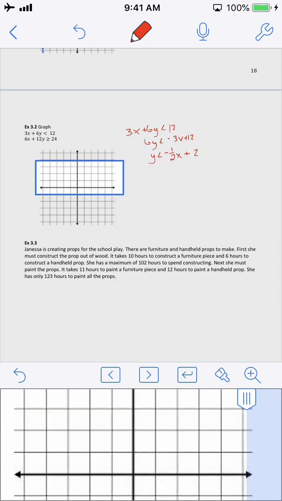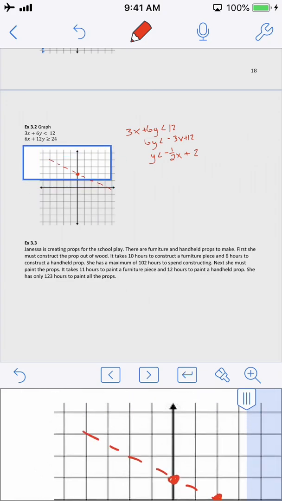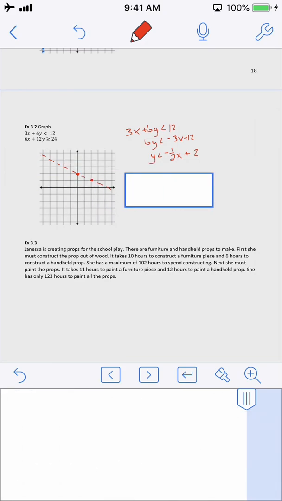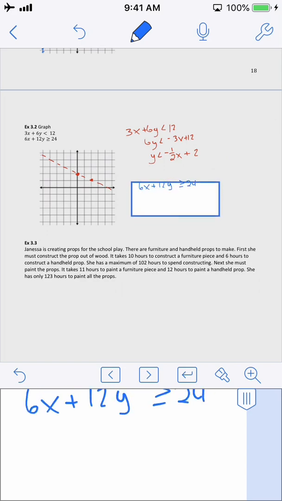Okay, and graph that like it's equal. Down 1 and over 2. And then as I mentioned before, we want to make sure that's a dotted line. Okay. We'll deal with the less than part later, right? So when we have all 4 together, that's when we can consider it's just clean. Okay. The second one, kind of same routine, 6x plus 12y greater than or equal to 24. Solve this one for y.